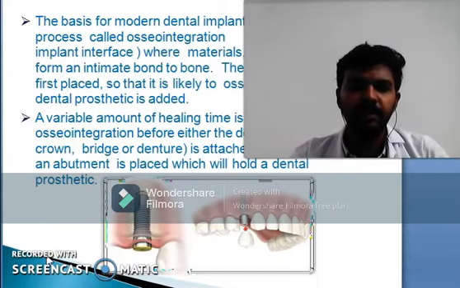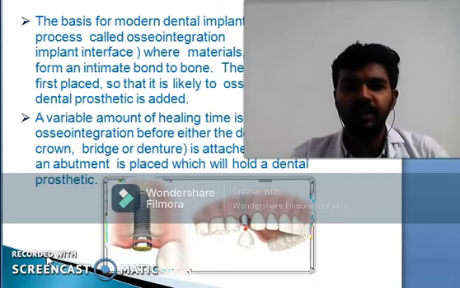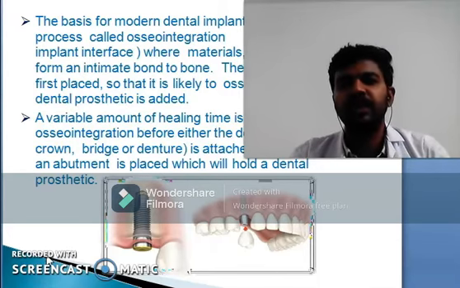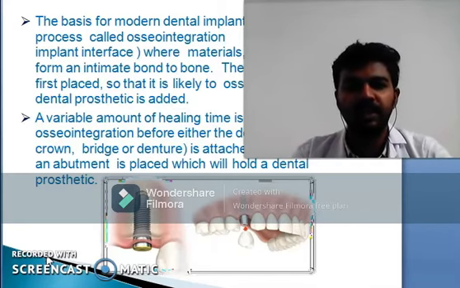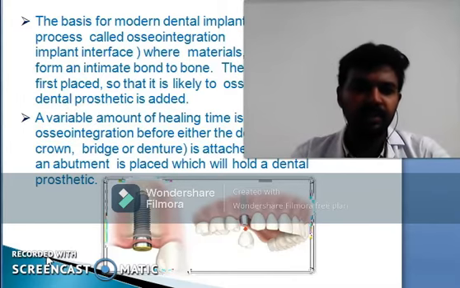The basis of modern dental implants is a biologic process called osseointegration, where materials such as titanium form an intimate bond to bone. The implant fixture is first placed so that it is likely to osseointegrate, then a dental prosthetic is added. A variable amount of healing is required for osseointegration. Either the dental prosthetic is attached to the implant, or an abutment is placed which will hold the dental prosthetic.